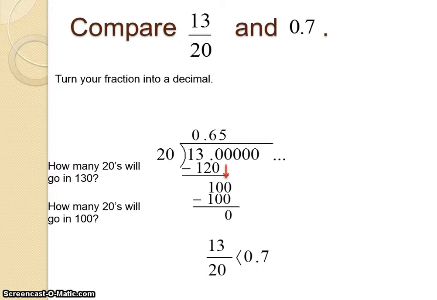Now remember, when you're comparing decimals, you have to have the same number of digits. So if I have 2 for the 65, I'd have to add a 0 for the 70. So it'd be 65 versus 70. That's why 13/20 is smaller than 0.7.